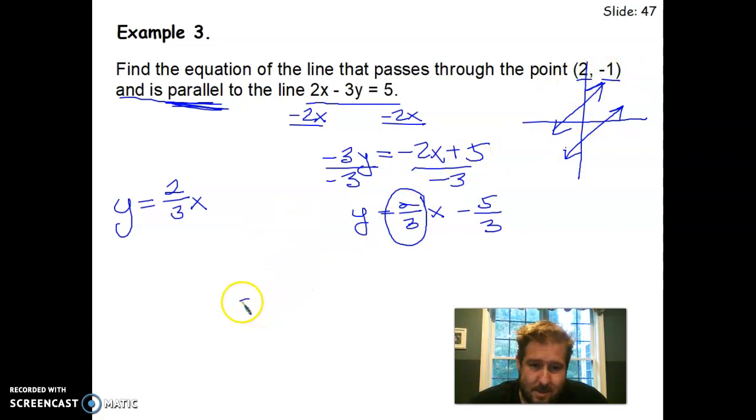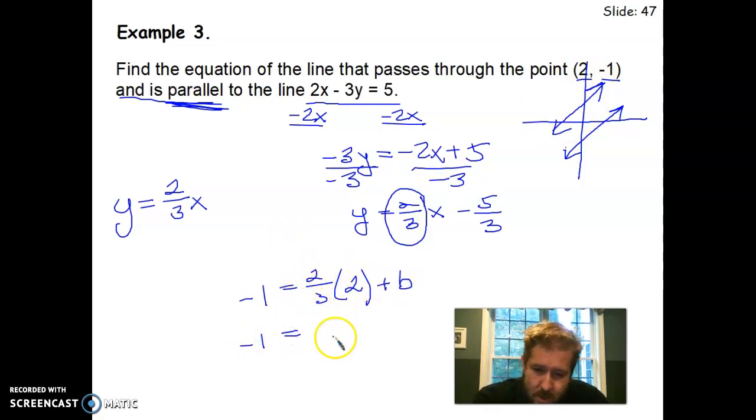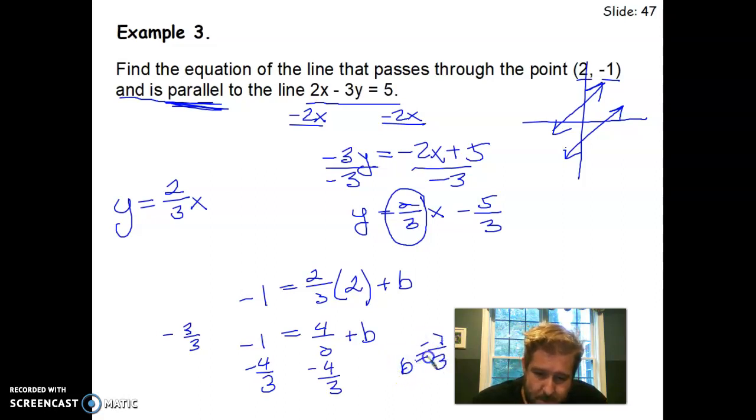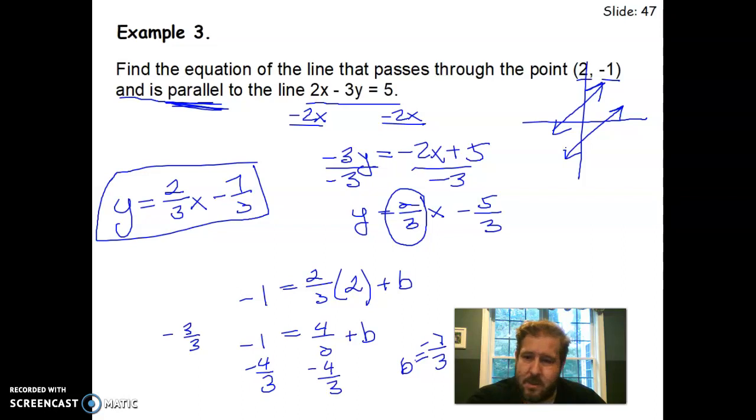So just like I did on the last slide, I'm going to plug in what I know. I know the slope is 2/3, and I know it's going to be multiplied by an x of 2. And then plus b. So negative 1 equals 2 times 2/3, which is 4/3. And then subtract 4/3 from both sides. Now remember, negative 1 is really negative 3/3, minus 4 more thirds makes negative 7/3. All right, so there is our y-intercept, and we are done in slope-intercept form.